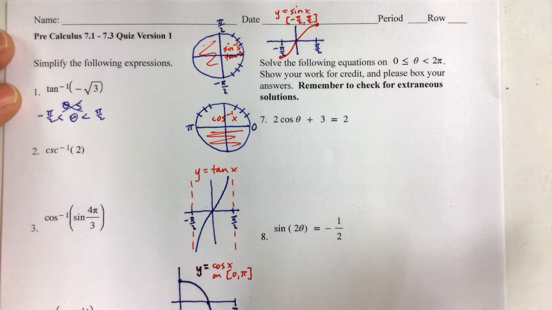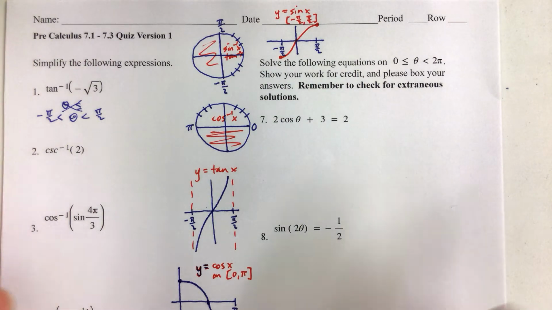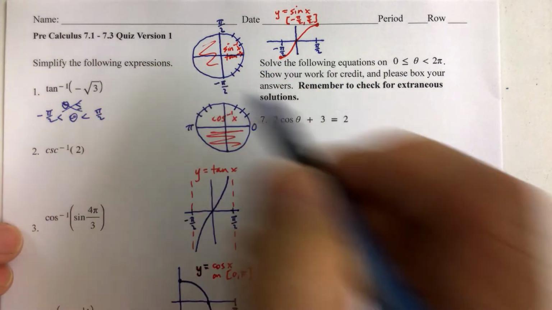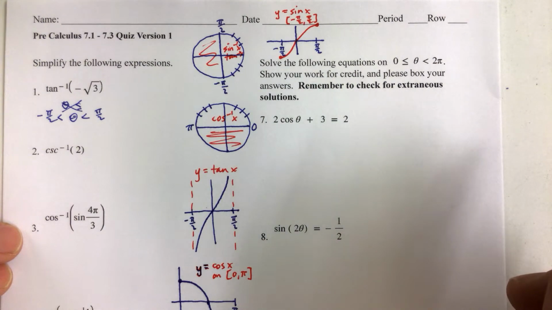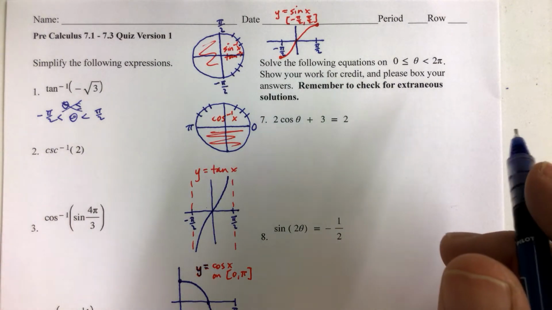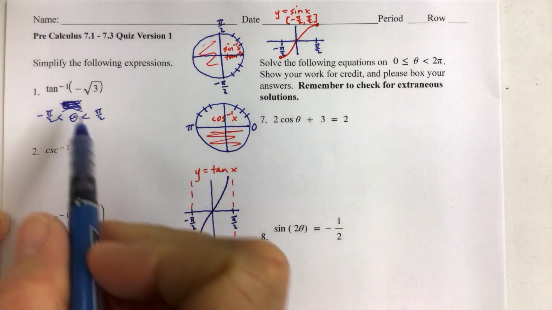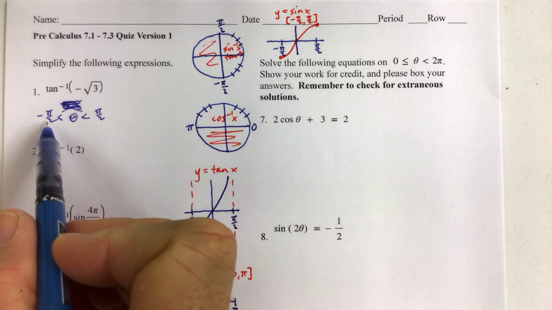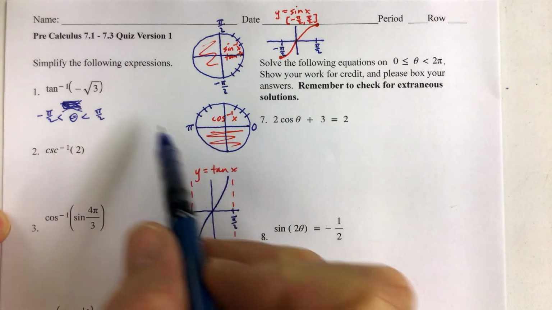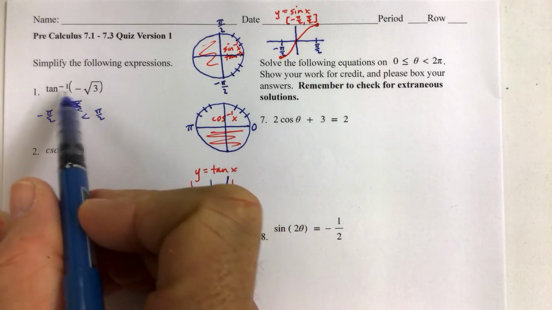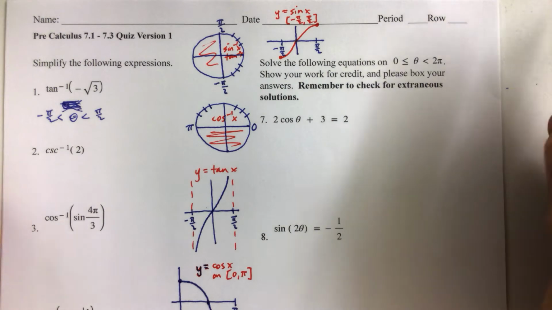So what that means is it's kind of like Jeopardy where you get the answer. So the answer is negative radical 3 and you have to try to find the question. In other words, the question would be the angle. So anyway, the angle we're looking for is an angle between negative pi over 2 and pi over 2 in which the tangent of the angle is negative radical 3.